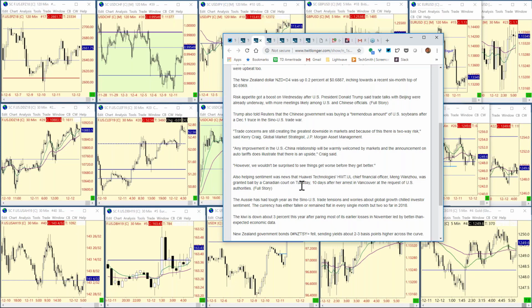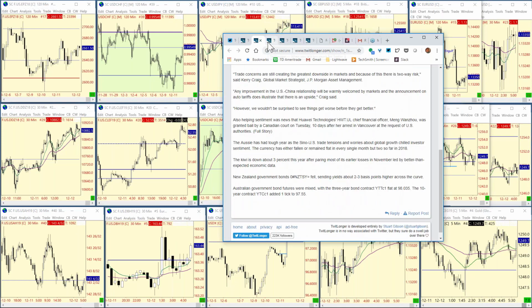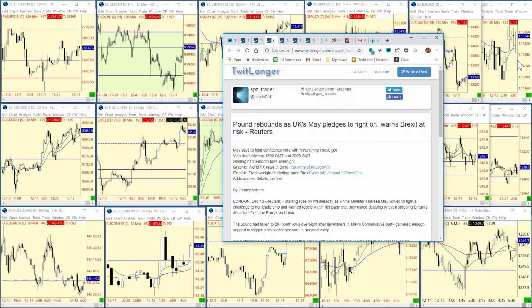Also helping sentiment was news that Huawei Technologies Chief Financial Officer Meng Wanzhou was granted bail by a Canadian court on Tuesday, 10 days after her arrest in Vancouver. The Aussie had a tough year as Sino-US trade tensions and worries about global growth chilled investor sentiment, and the currency has either fallen or remained flat in every month but two so far in 2018. The Kiwi is down about 0.3. Like I said, it's fairly light news, and you're just not seeing a whole lot of action in these markets after they had fallen back.